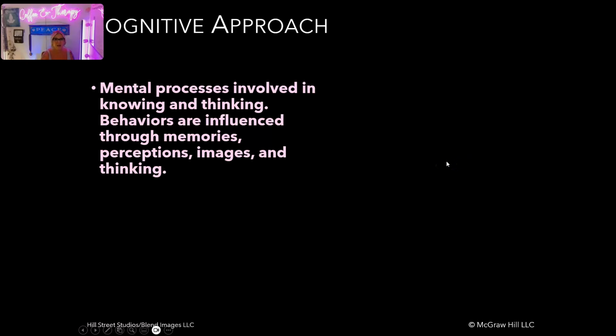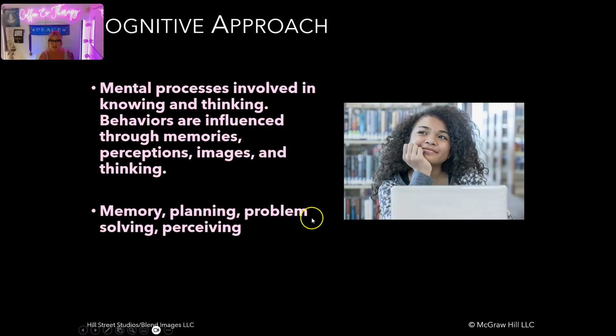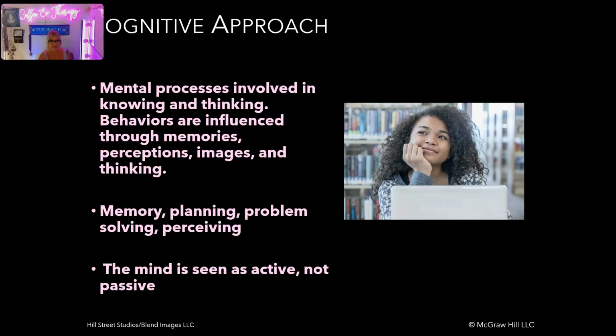All right, so cognitive approach looks at mental processes involved in knowing and thinking. Cognition is all about thoughts. Behaviors are influenced through memories, perceptions, images, and thinking. Memory, planning, problem solving, and perceiving. The mind is seen as active and not passive. So again, when you think of cognition, you're thinking of thinking.